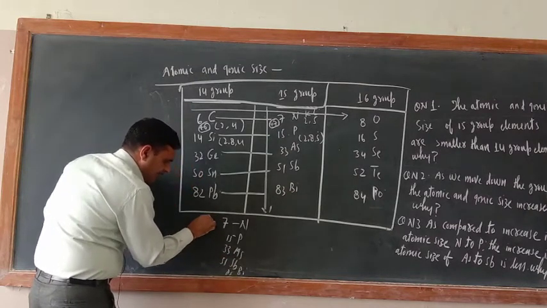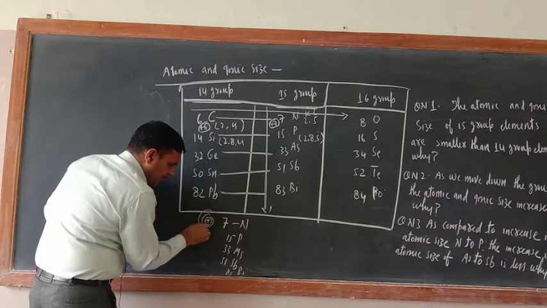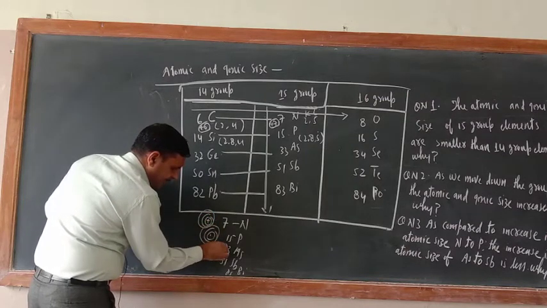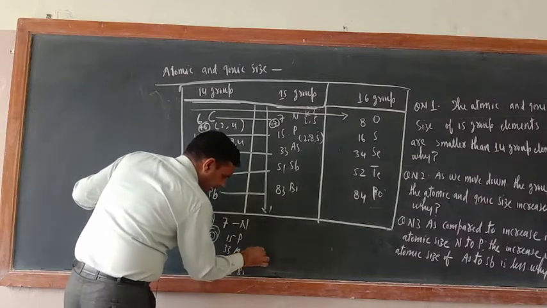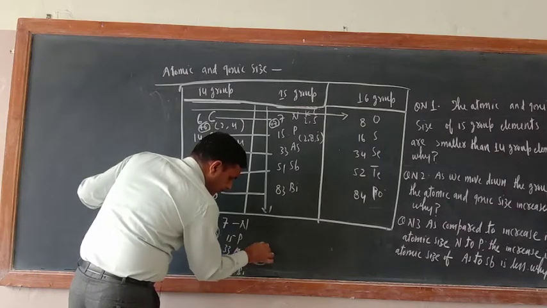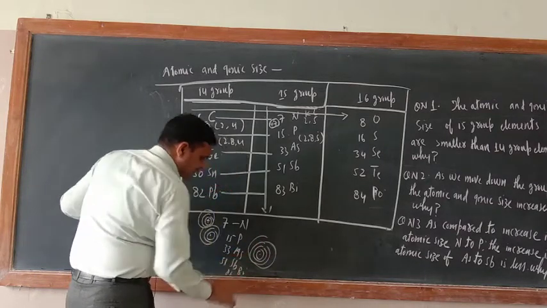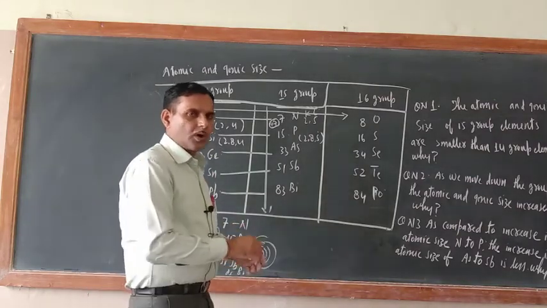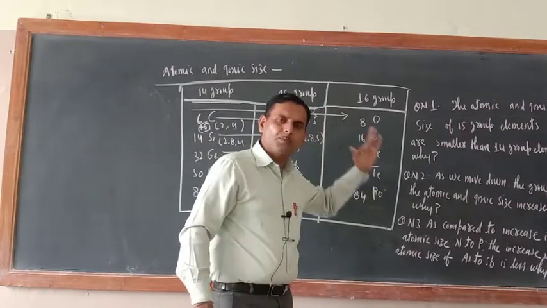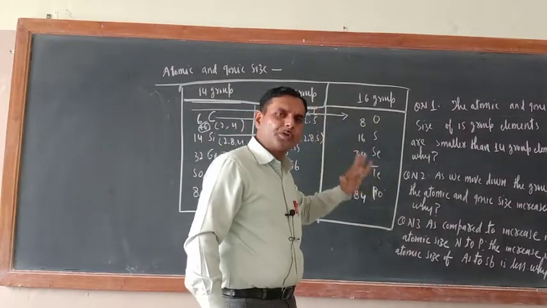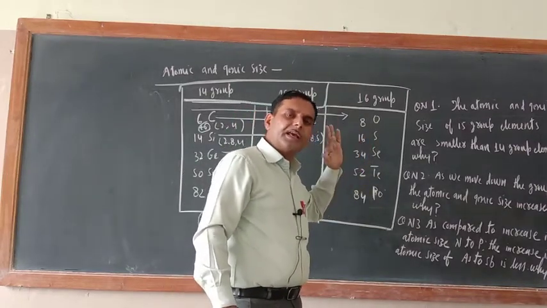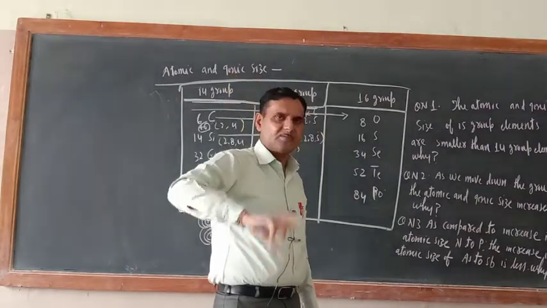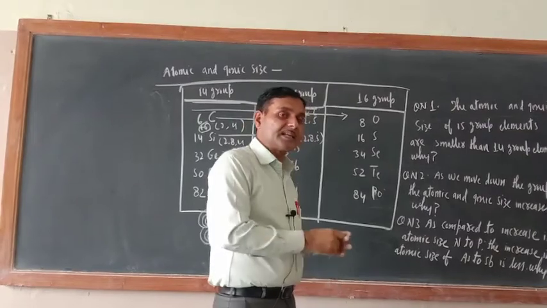So here how many shells would be there? 2 shells. In phosphorus, how many shells? 3 shells. In arsenic, the number of shells would be 4. In antimony, 5 shells would be there. So as we move top to bottom in any group, the number of shells increases.